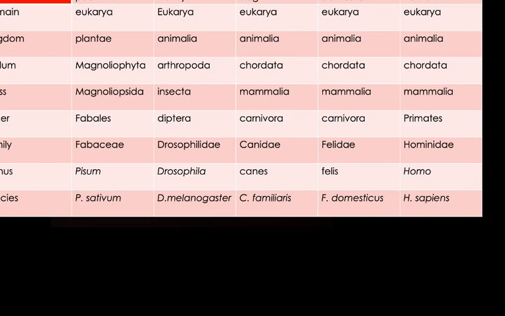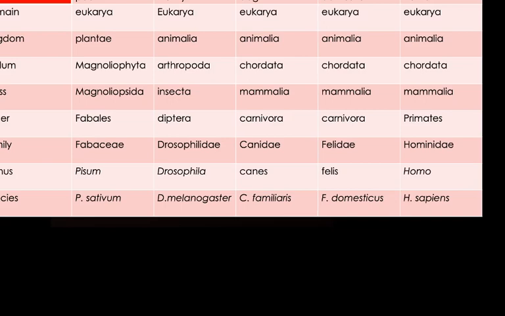Now let's look at the fruit fly organism with the domain Eukarya. Its kingdom is Animalia. The phylum, it's Arthropoda. Class of Insecta, so it's an insect. And the order of Diptera. Family of Drosophilidae. And its genus is Drosophila. And the species name is D. melanogaster.